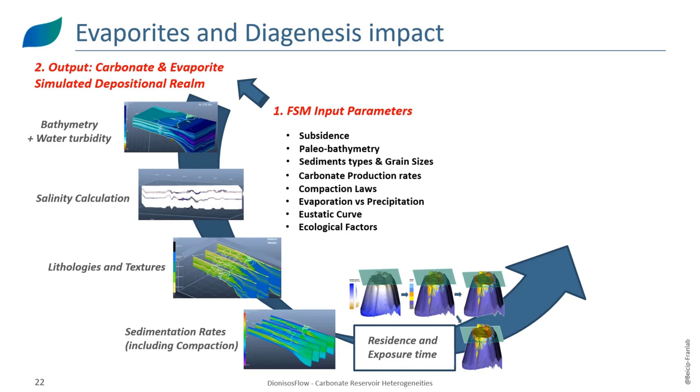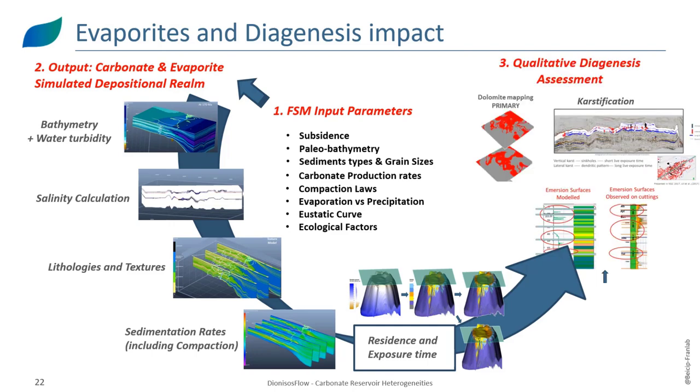And then what's crucial in the model, whenever you're thinking about diagenesis, primary diagenesis mainly, is residence time: how much time your system has been below water and how much time it was exposed. By combining all of these grids generated from your model, you will be able to qualitatively assess your diagenesis, your dolomite mapping, for example, your karstification, and compare your well data or your seismic sections to your model.